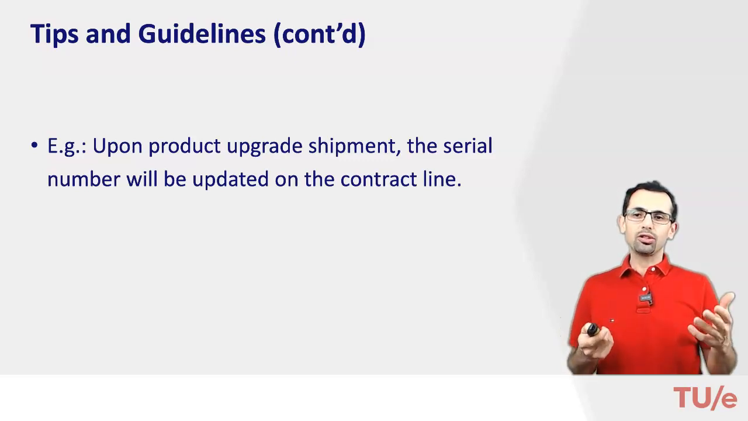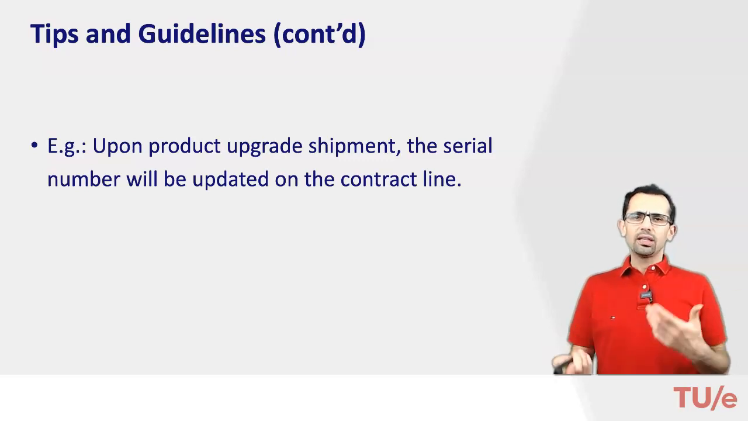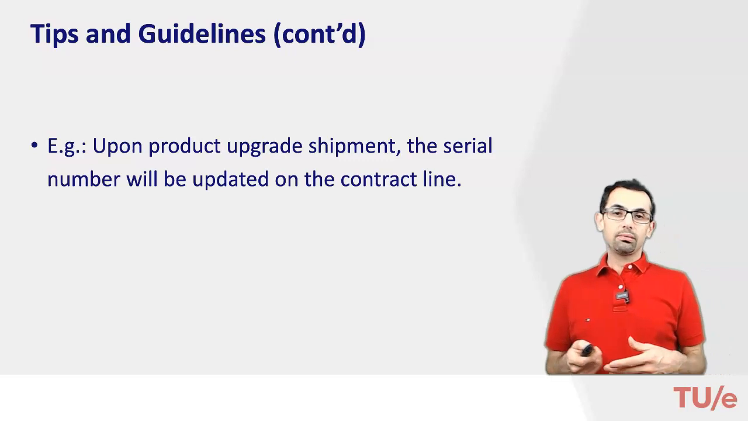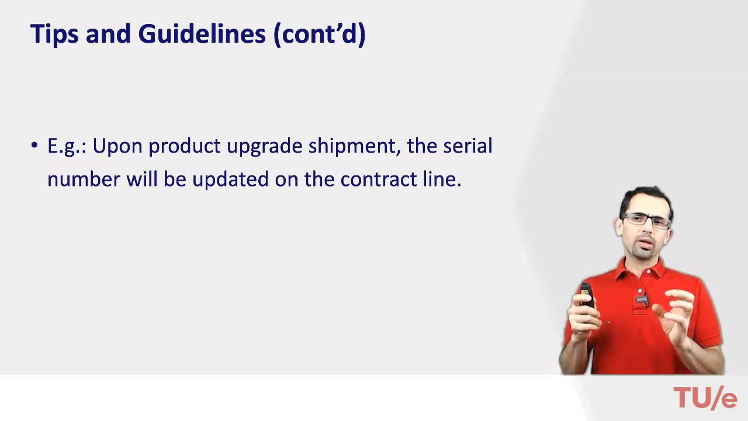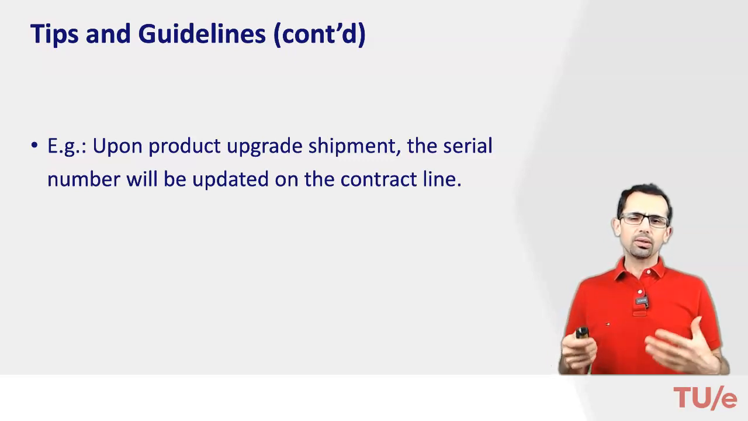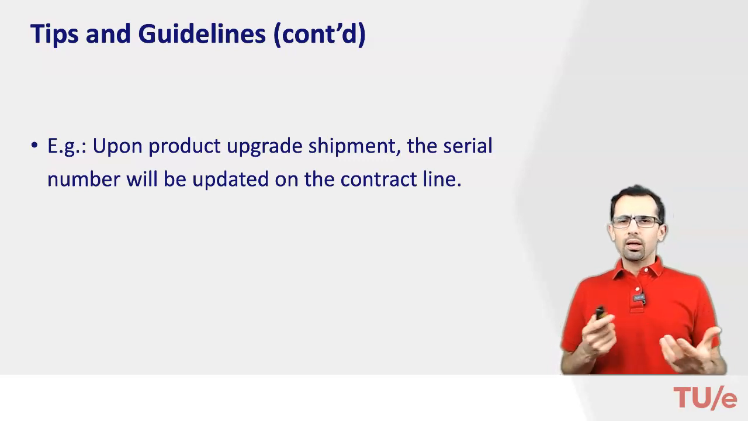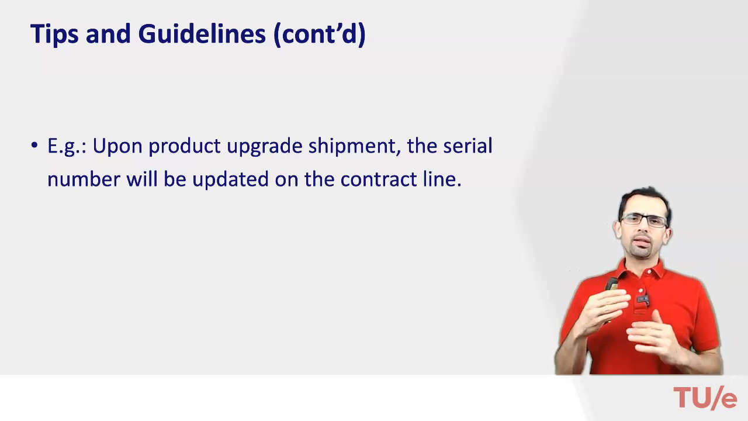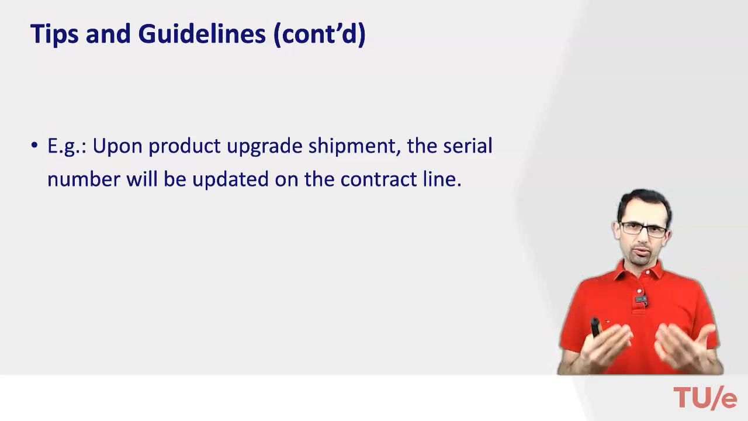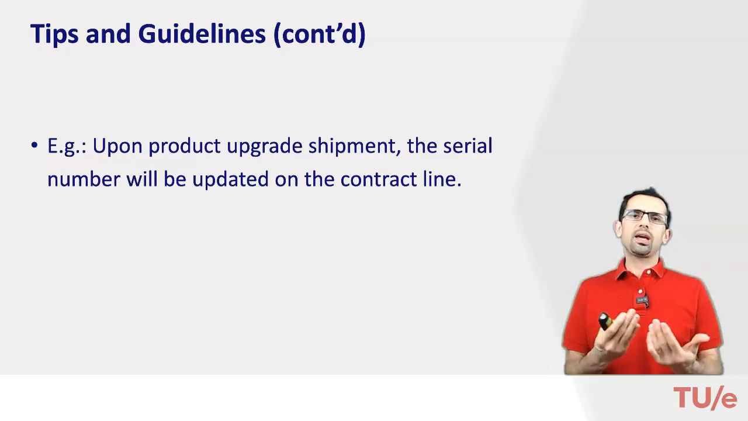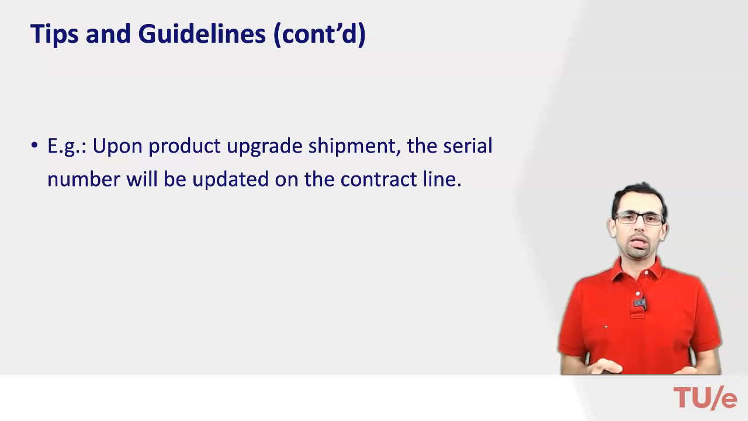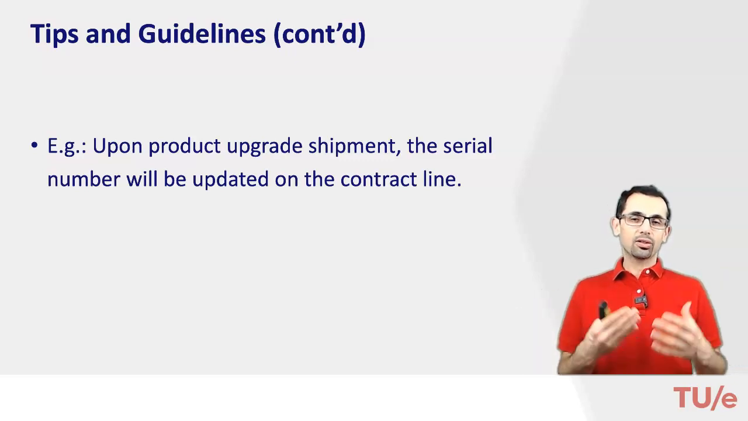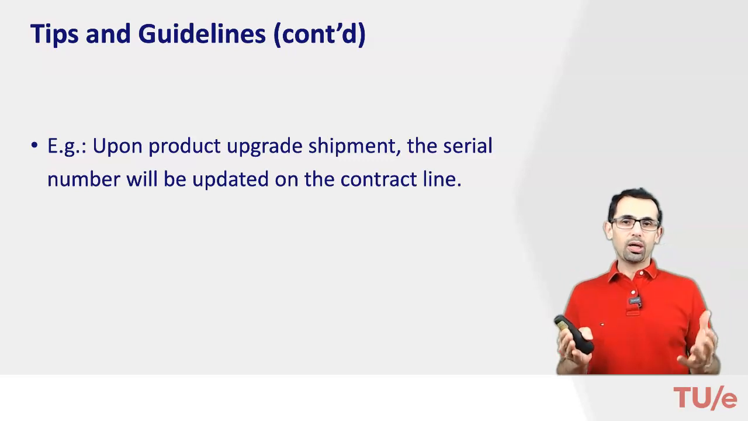Upon product upgrade shipment, the serial number will be updated on the contract line. That seems to be a detailed solution requirement, again targeted at designers and coders. Just read it again: upon product upgrade shipment, the serial number will be updated on the contract line. We're writing solution requirements as input for designers and developers, so they should be able to understand it without having to come back and ask what you meant here. That's the criterion you have to keep in mind all the time.